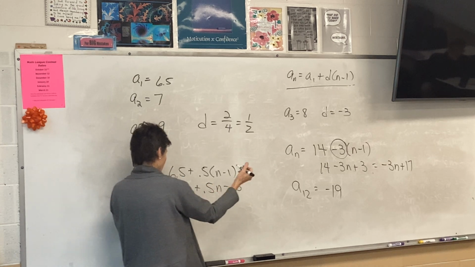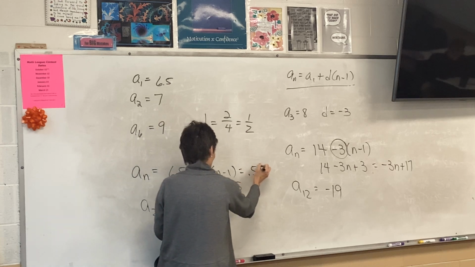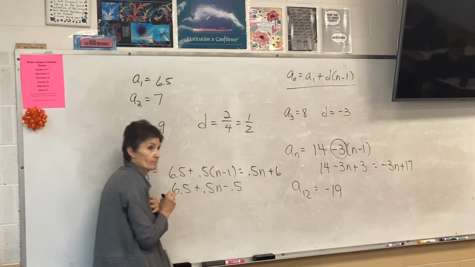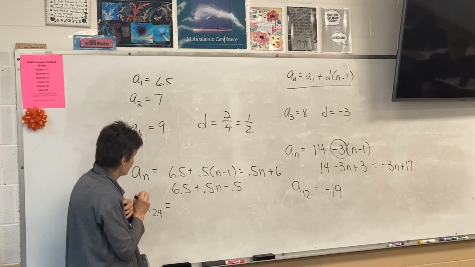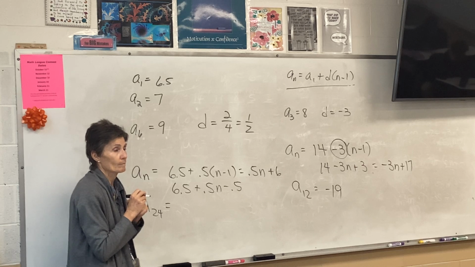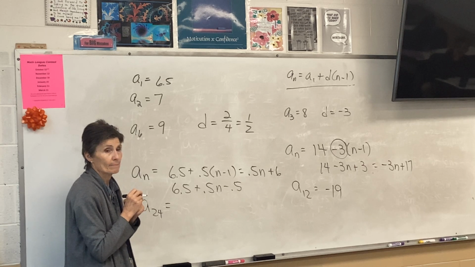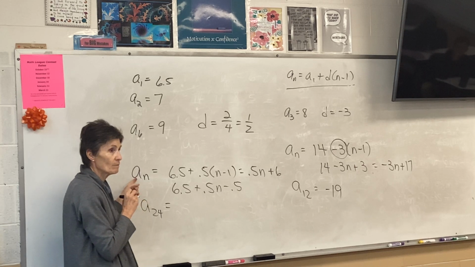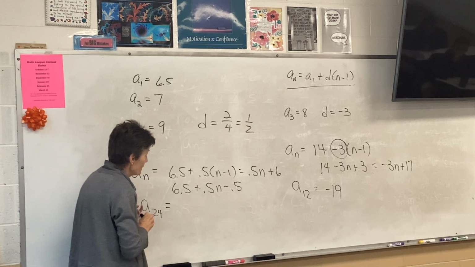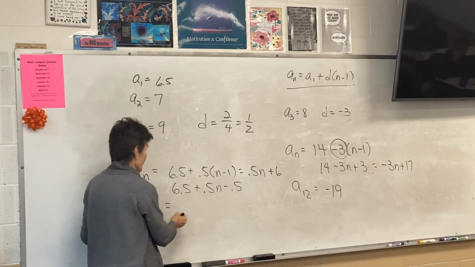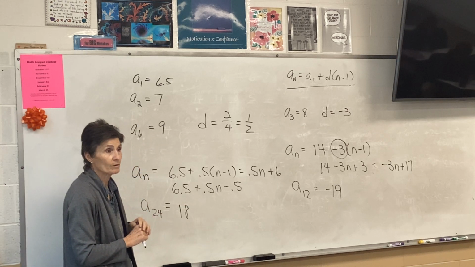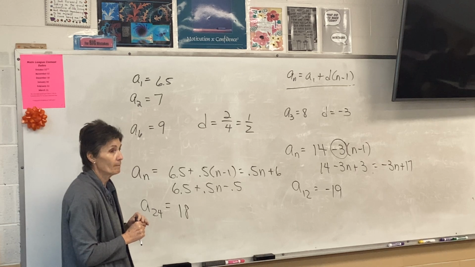Did you get 0.5 n plus 6 as your nth term? Is that okay with everybody? And then we want the 24th. What is that? 18th? The 24th term would be 18?